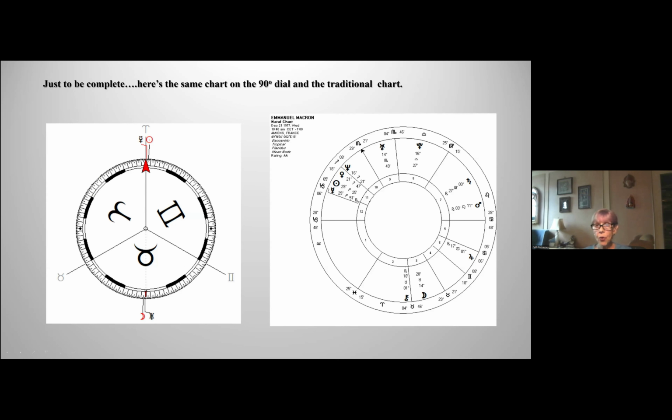And here's his natal chart. And I mean, I've been studying astrology probably close to as long as anybody on the planet. And I certainly could not find that he married a Mercury person in his traditional chart. But there is his traditional chart.